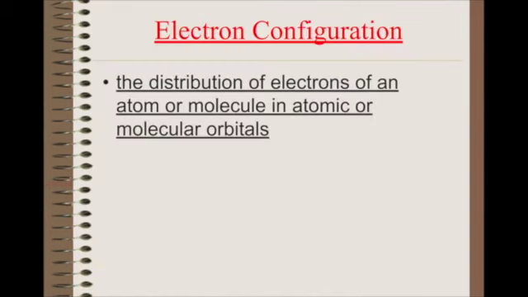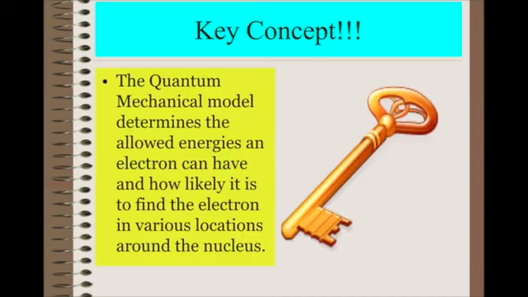Now we're going to talk about electron configuration, which is the distribution of electrons of an atom or molecule in atomic or molecular orbitals. Basically, it's just talking about where electrons are located in the atom. You need to make sure you highlight electron configuration and type out the definition. A key concept is that the quantum mechanical model determines the allowed energies an electron can have and how likely it is to find that electron in that location.